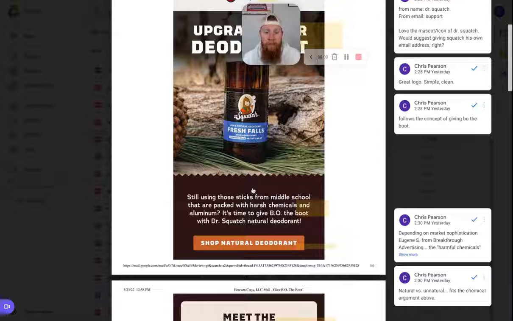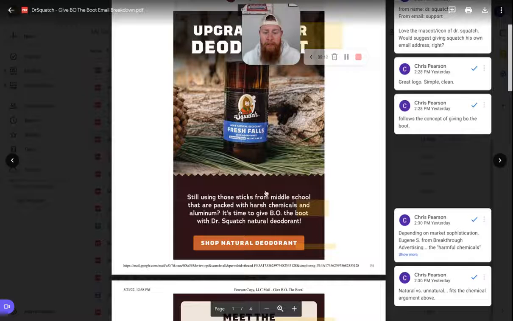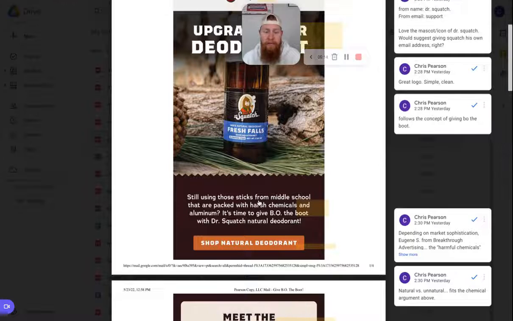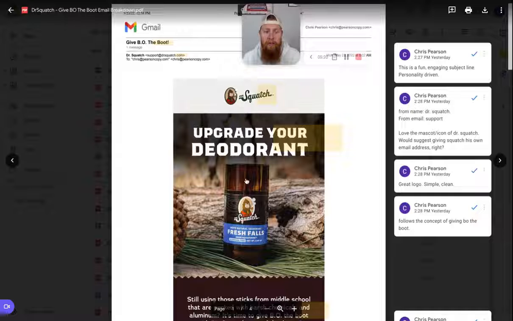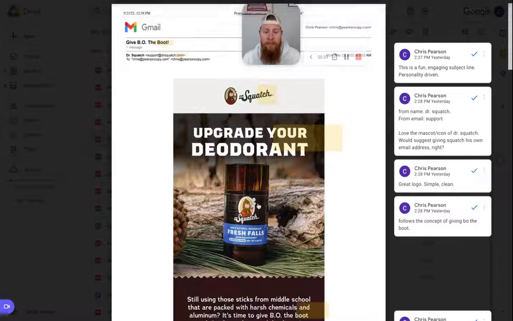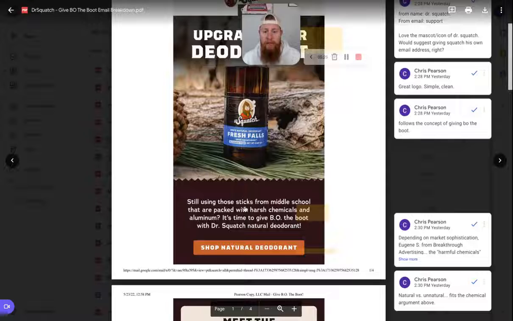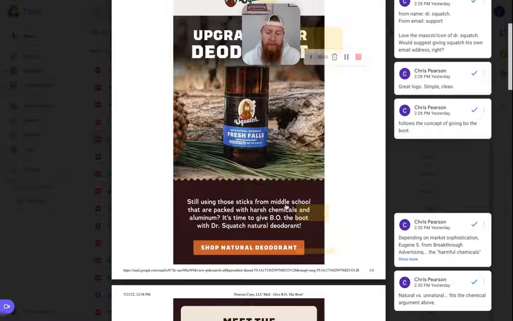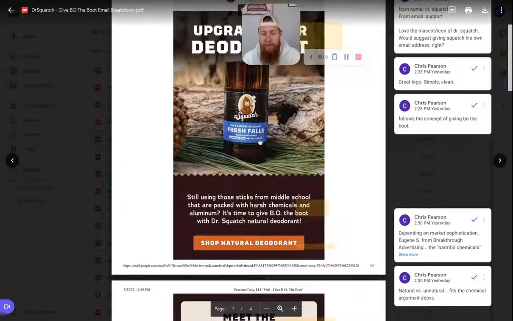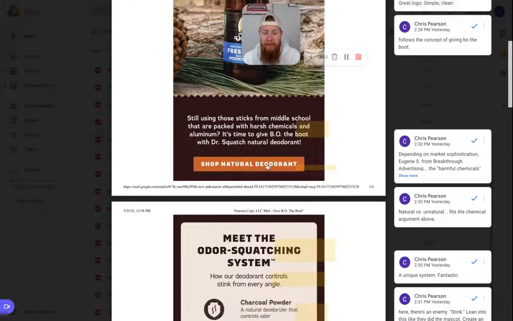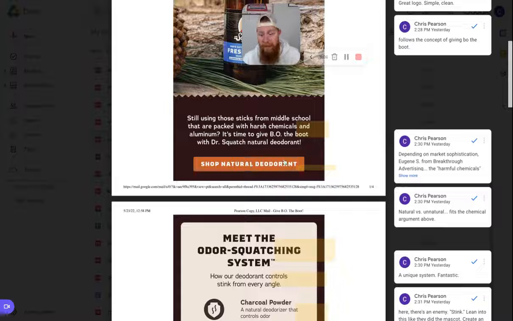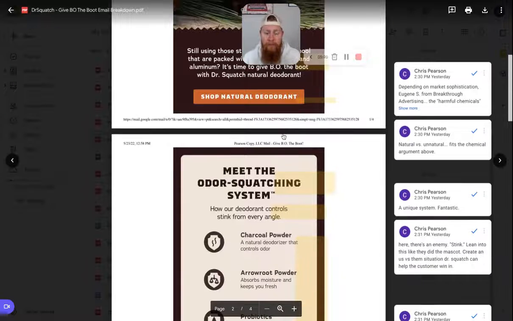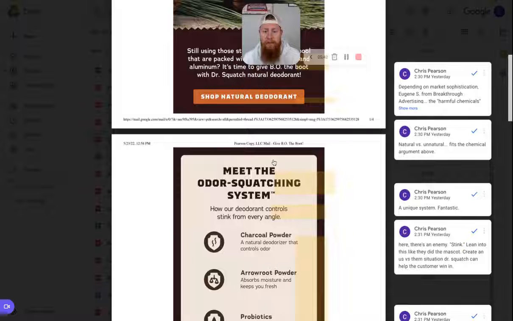Cool. So what? That's one note here. With Dr. Squatch, maybe they could test or look into what other message they can go with to talk about giving BO the boot. Like, what's the main big pain point that causes BO, and how does upgrading your deodorant solve that problem? That's just a note. Otherwise, I really like this email so far. So, shop natural deodorant, that's their big idea. They have natural deodorant for, I'm assuming, men. It could be for everyone, but that's what I'm seeing and feeling right now.